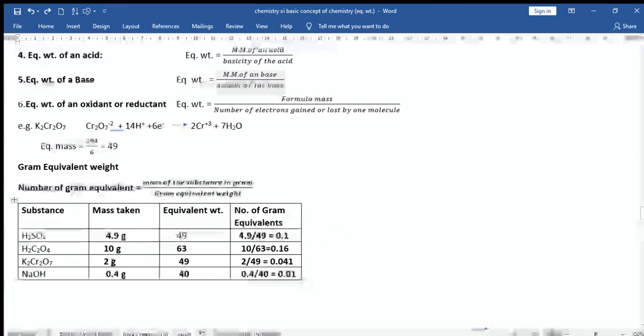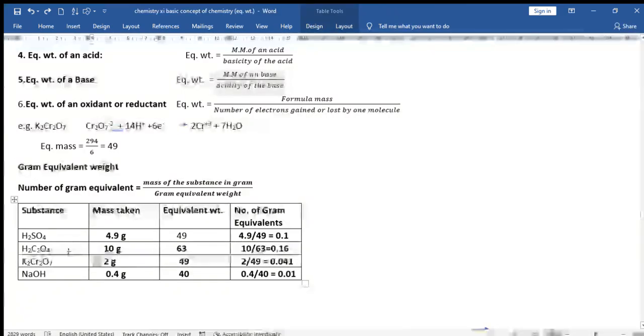As here it is given for sulfuric acid, mass taken is 4.9 gram, equivalent weight is 49. So the number of gram equivalents is mass taken divided by equivalent weight, it will be 0.1. Similarly, in the other cases, oxalic acid, potassium dichromate and NaOH, you can see these. You have to calculate. If you know the mass taken and equivalent mass, you put the values and get the number of gram equivalents.